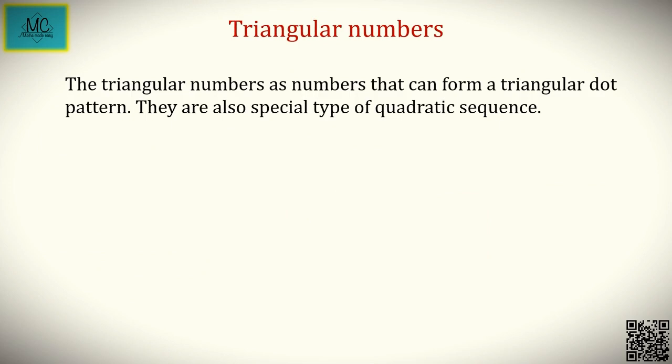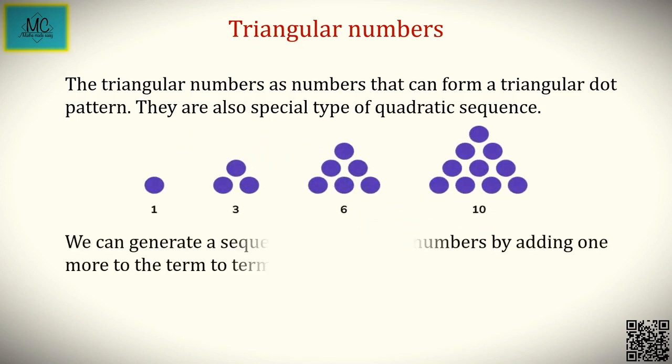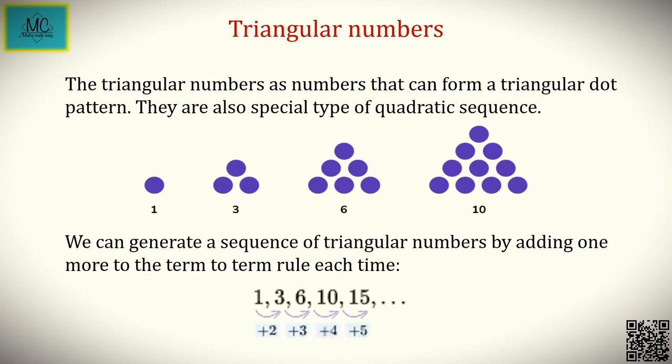Now, next is triangular numbers. What are the triangular numbers? They are the numbers that can form triangular dot patterns. And they're also a special type of quadratic sequence. You must have seen this picture. Now, in this picture, we can generate a sequence of triangular numbers by adding one more to the term-to-term rule each time. And in that case, 1, 3, 6, 10, 15. So every single time they are adding plus 2, then plus 3, plus 4, and plus 5. Okay, it's a term-to-term rule.